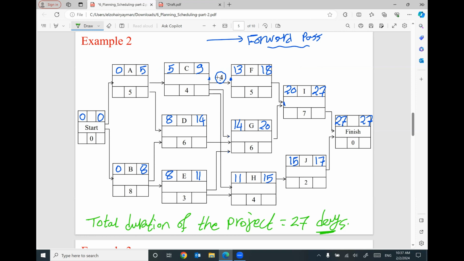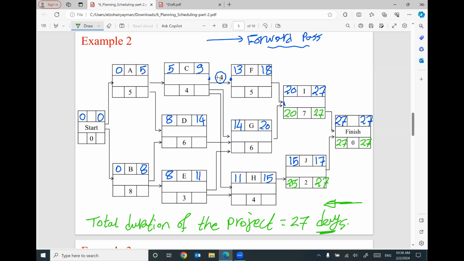Then let's start the backward base. So I'm gonna start with 27. Minus 0 will be 27. This 27 will be the same here. Let's finish for these activities. 27 minus 7 will be 20. 27 minus 2 will be 25.